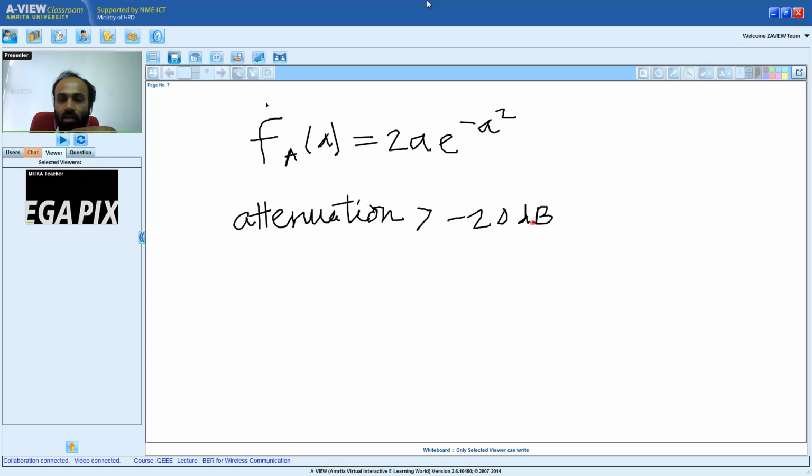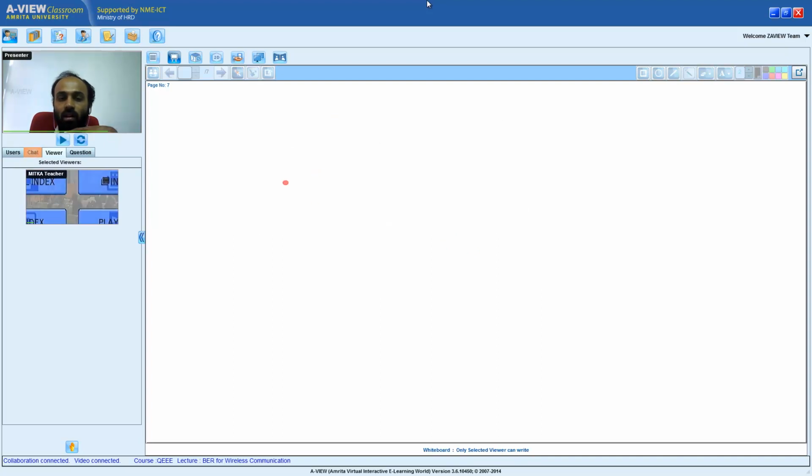Attenuation greater than minus 20 dB in the sense, or let me write it this way to avoid any confusion: wireless channel amplitude less than, or wireless channel power less than minus 20 dB.